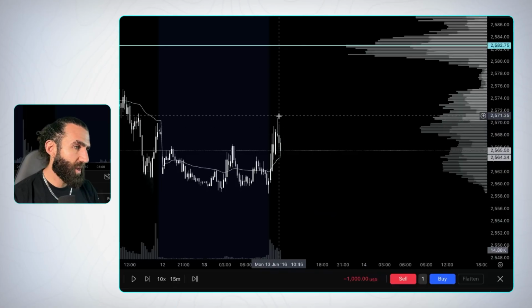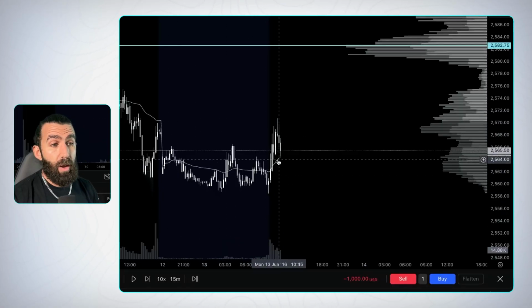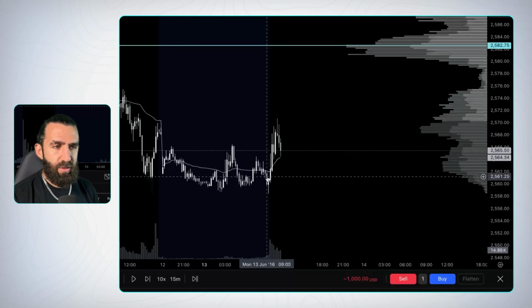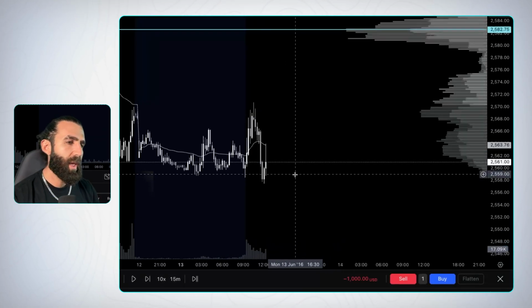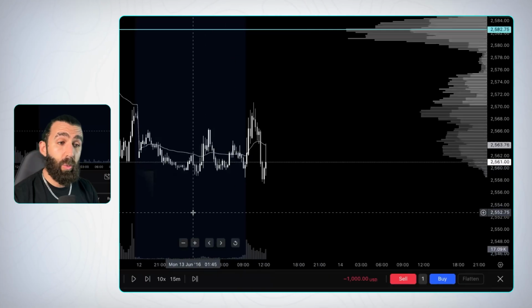We got close, right? We did crack up into profit here, but price had to come back down, sweep below this low, and we are out for a loss, right? That's part of trading. We are dead wrong on this one, and we're just going to take an L, right? So 2 wins, 1 loss.